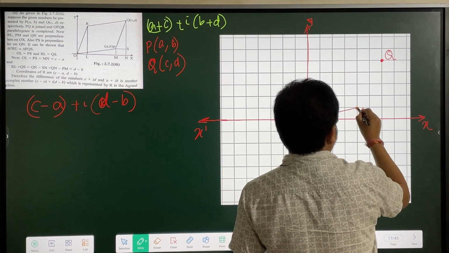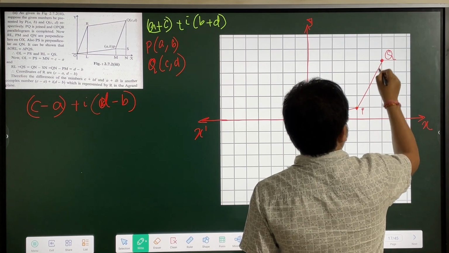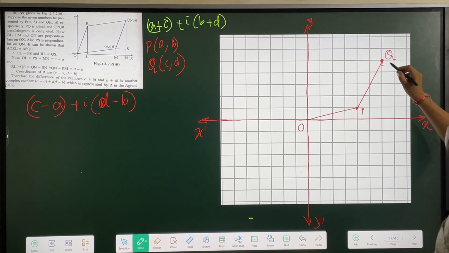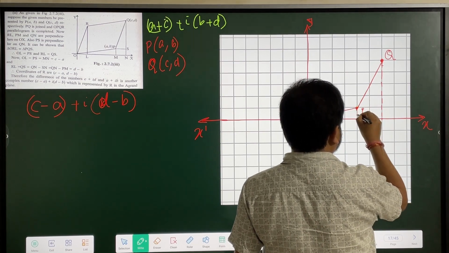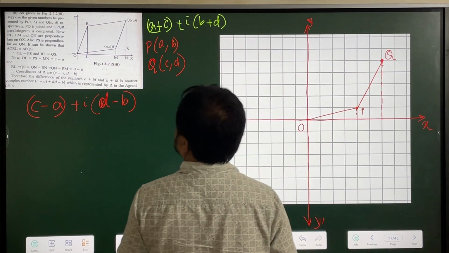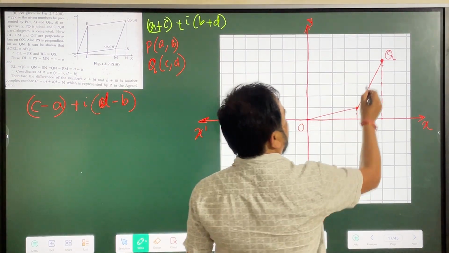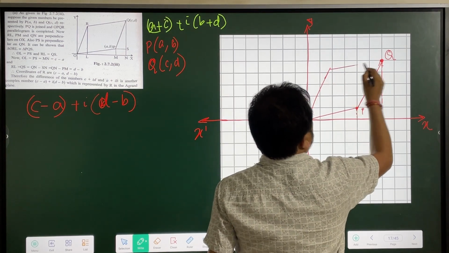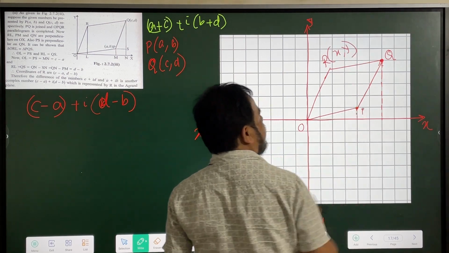Then join OP and PQ. From P a perpendicular is drawn. Then first of all we have to make it a parallelogram, OPQR. This one is X comma Y, like previous one.